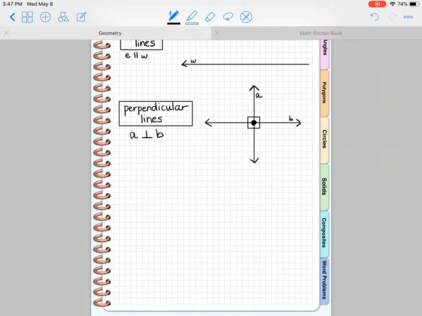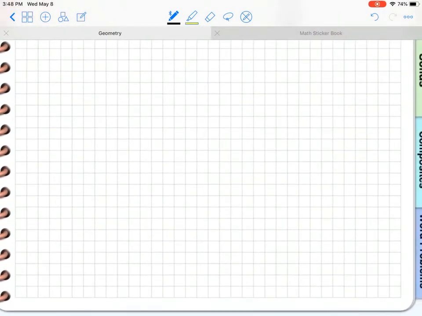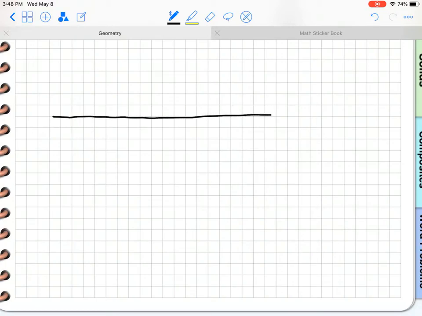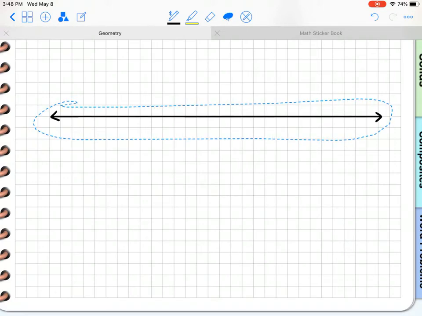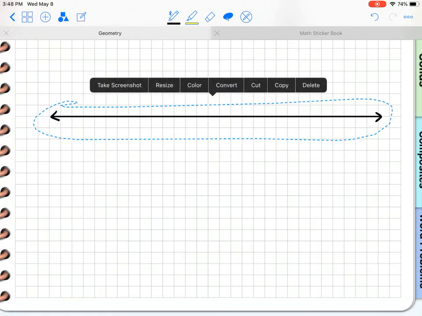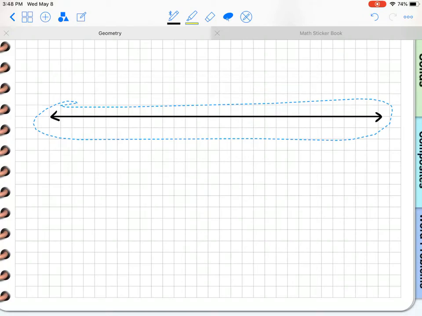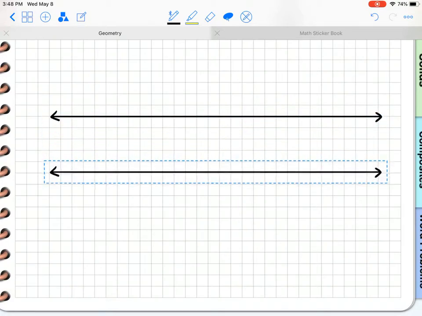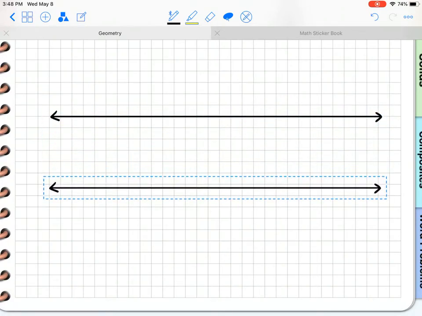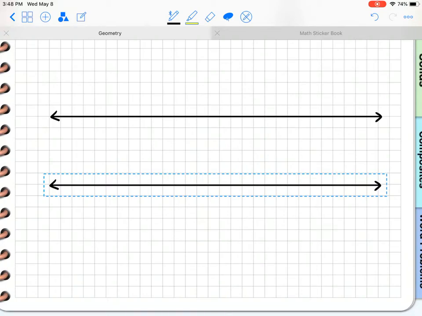Okay, so what happens? Let's zoom in here and build a problem. Let's draw a horizontal line. And let's draw a second one parallel to that one. And I'm just going to copy the one I did. So mine are exactly the same. Well, maybe not. There we go. So I have a parallel line. Give some space. Two lines that are parallel.